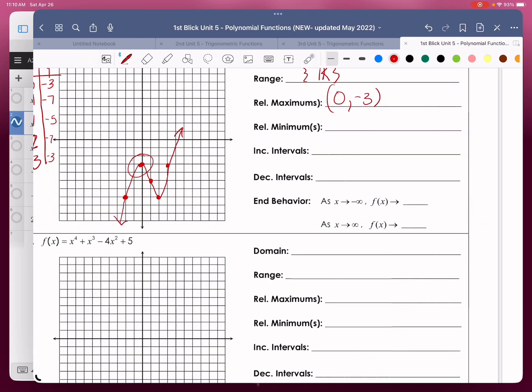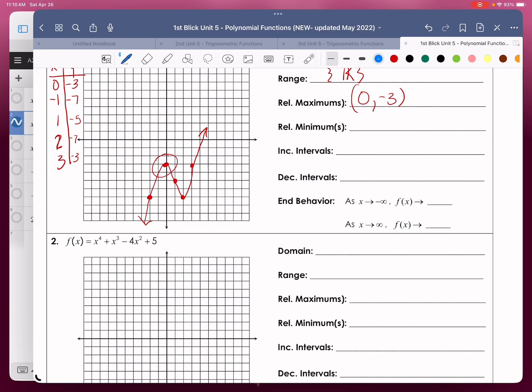All right, your minimum is going to be right here. There's one relative minimum, and that's at the point (2, -7). Now we have 3 intervals on this graph because it changes direction 2 times, here and here.